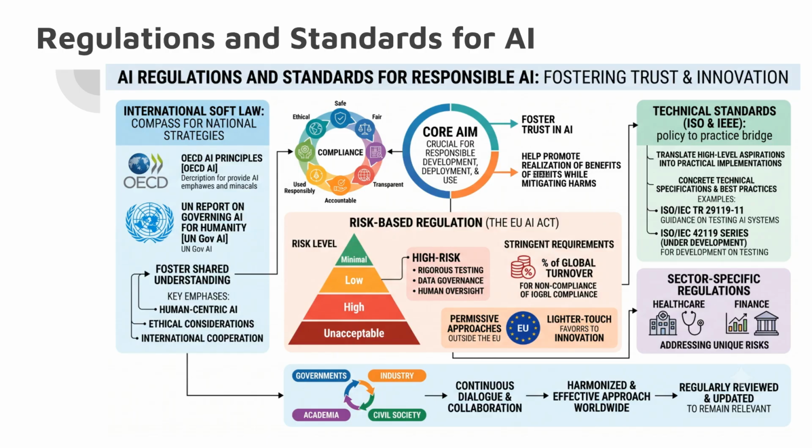Furthermore, sector-specific regulations are emerging in areas such as healthcare and finance, recognizing the unique risks posed by AI in these domains. To effectively navigate this evolving landscape of AI governance, continuous dialogue and collaboration are paramount. Governments, industry, academia, and civil society must actively engage to achieve a harmonized and effective approach to AI governance worldwide. Moreover, given the dynamic nature of AI, regulations and standards must be regularly reviewed and updated to remain relevant and effective in guiding responsible AI development, deployment, and use.